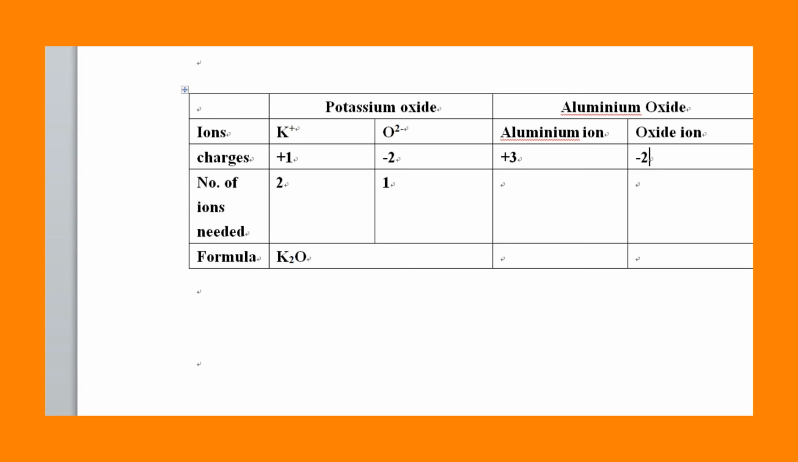All right, so now it's a bit tricky. How do you get these two numbers to balance out to be 0? You need to look for the lowest common multiple. That will be 6 for 3 and 2. So for 3 to be 6, you need to times by 2. For 2 to be 6, you need to times by 3. That's how many ions you need. And voila, let's combine this. So the formula will be aluminium 2, oxygen 3, Al2O3.